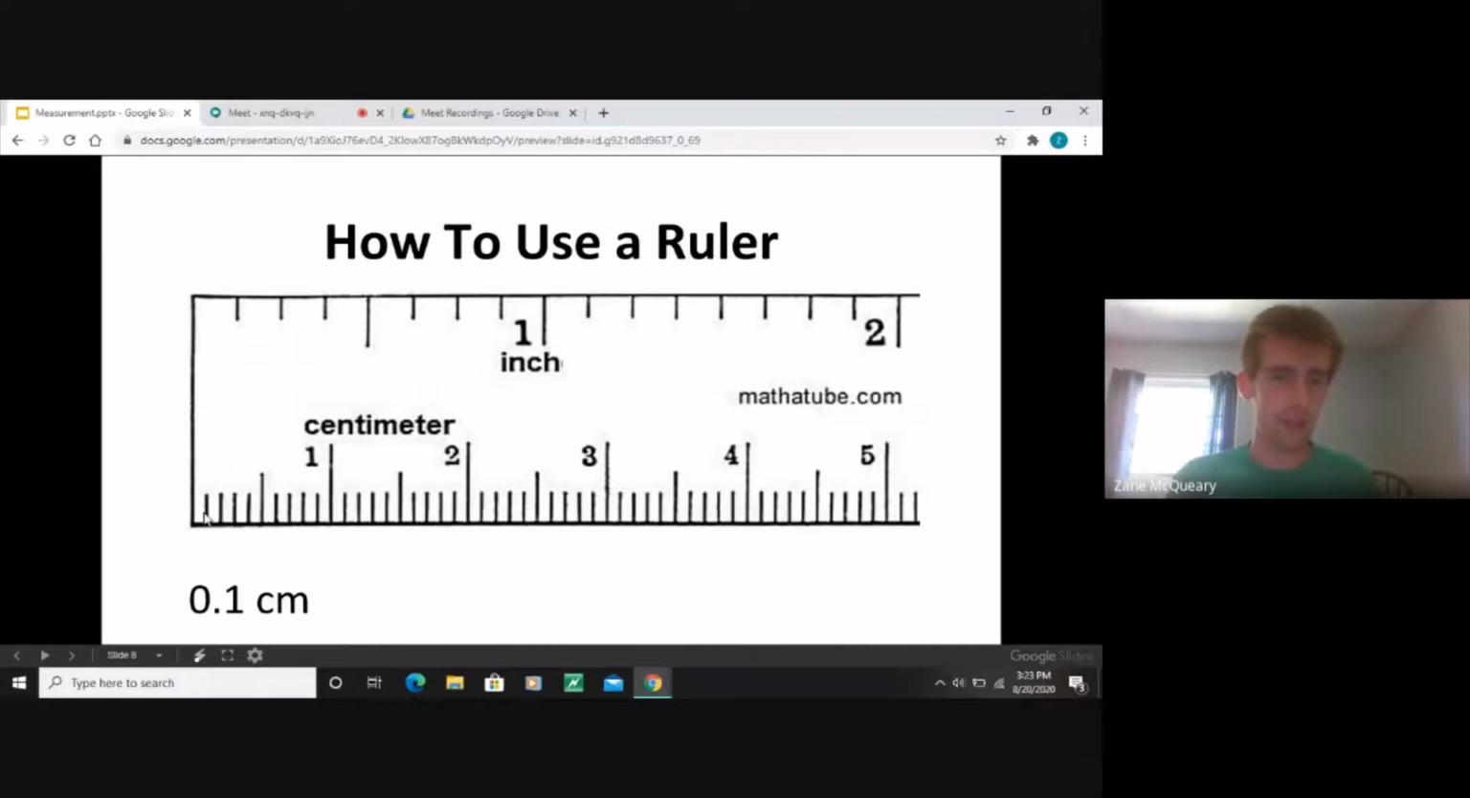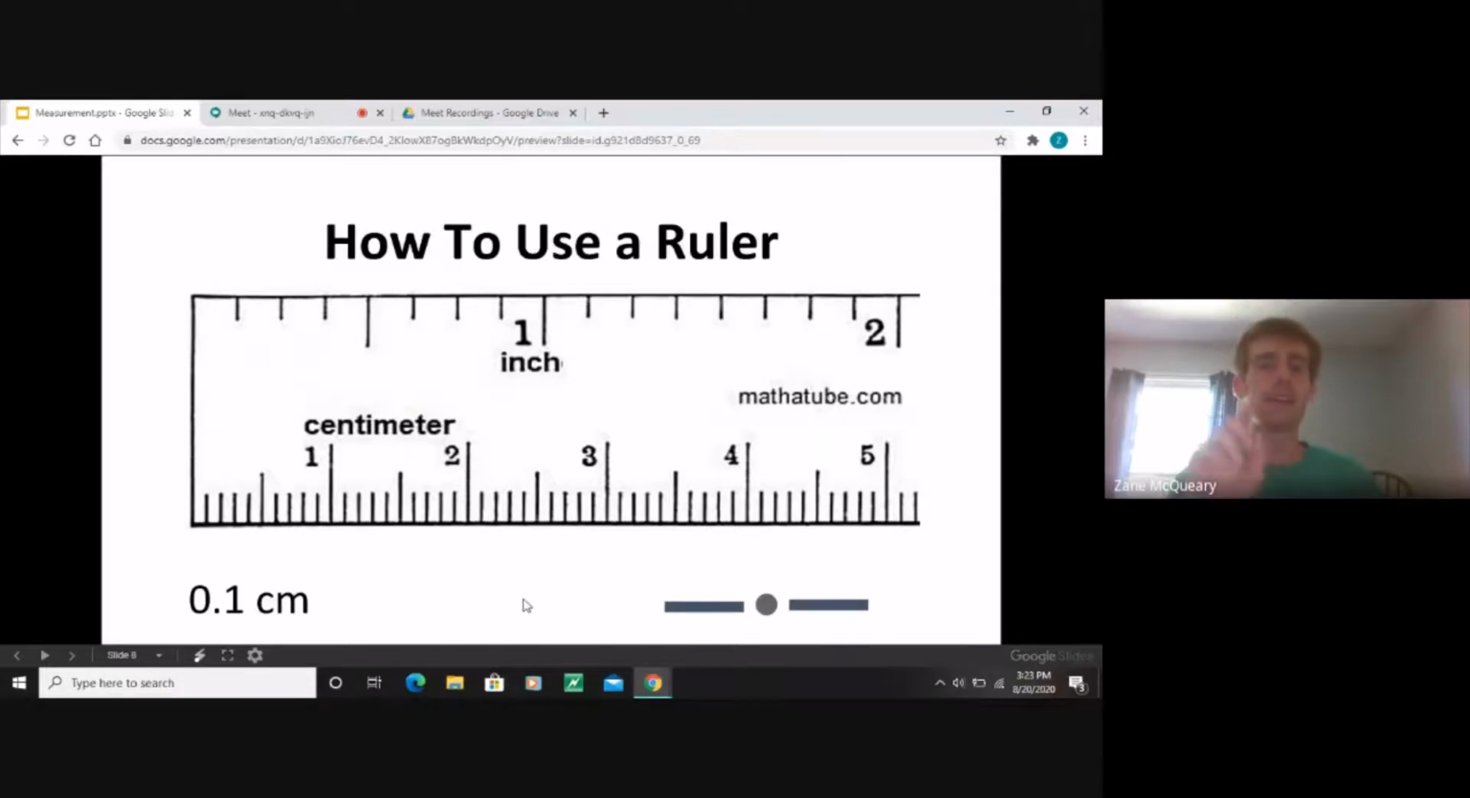And we have tick marks. There's 10 tick marks between every centimeter. So that means that each tick mark is 1/10 of a centimeter. So we can measure things with certainty down to the 1/10 of a centimeter, okay? So your answer would look something like this, correct?